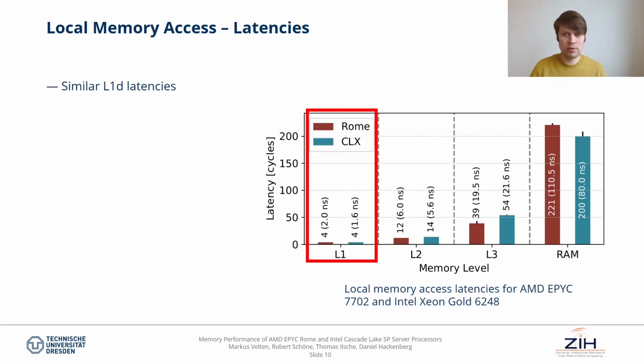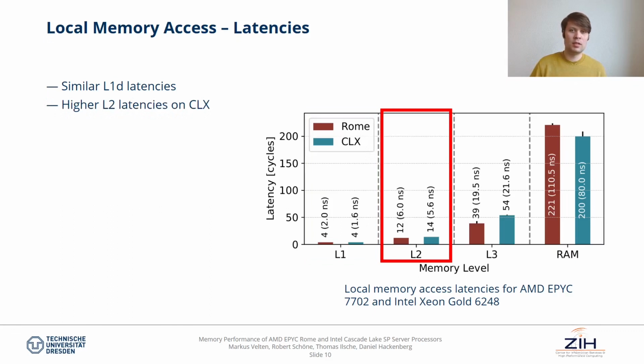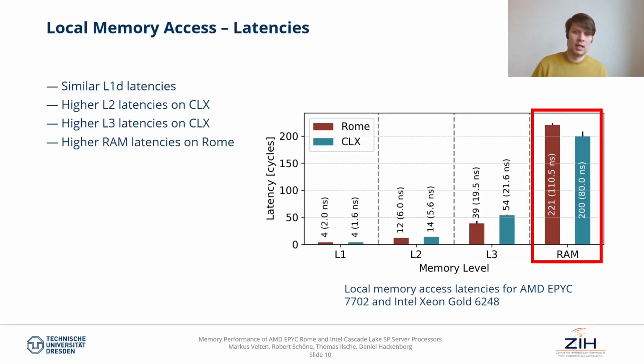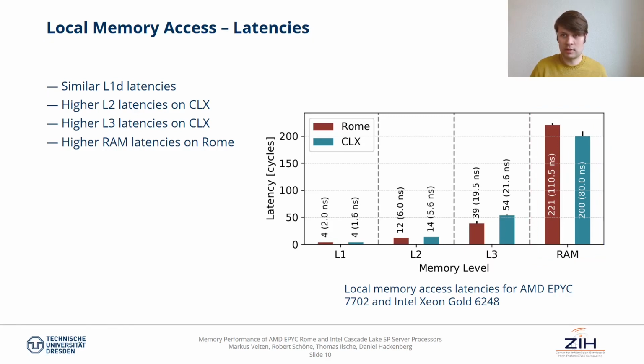So everything within the local core and the local main memory. We see similar L1 latencies for both processors, but the Cascade Lake processor has higher L2 cache latencies and L3 cache latencies, although there's a caveat to the AMD L3 latencies, which we'll see later. The main memory latencies are higher on the AMD system, simply thanks to the access to the I/O die, which is necessary for these memory transfers.